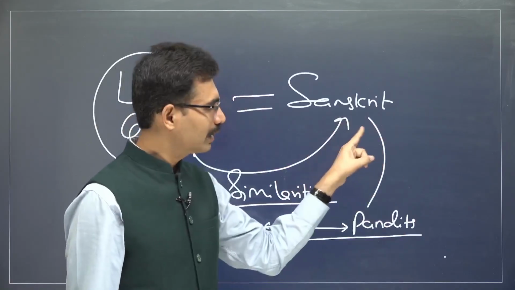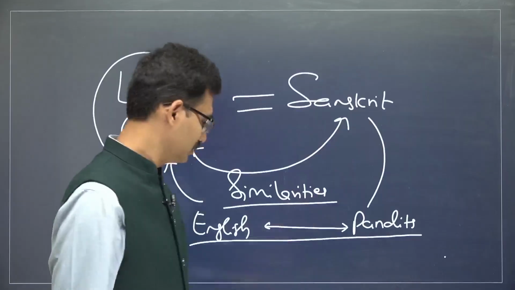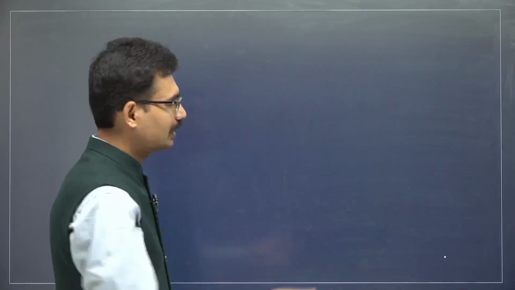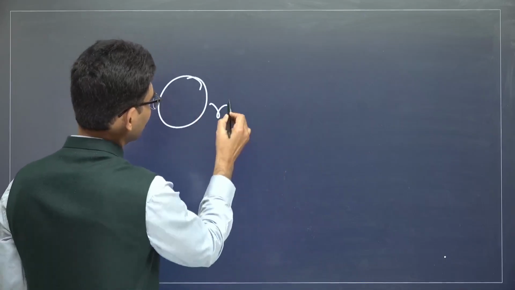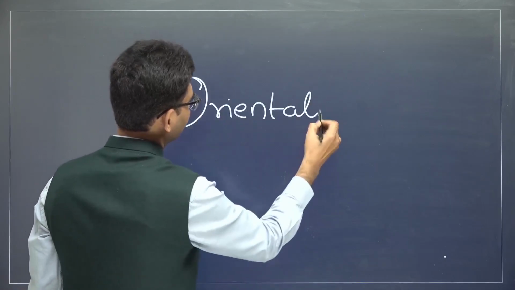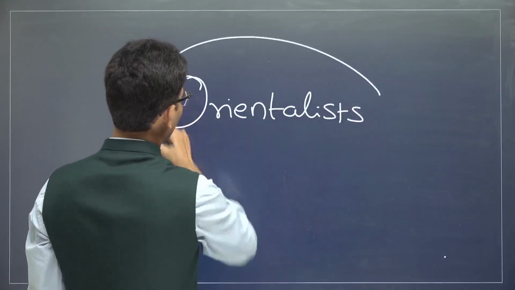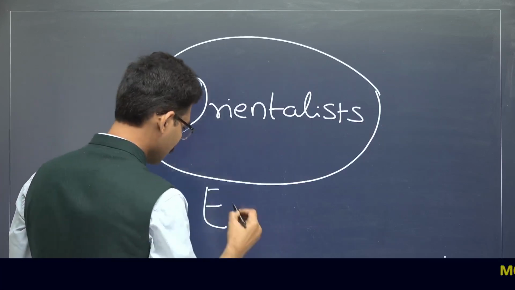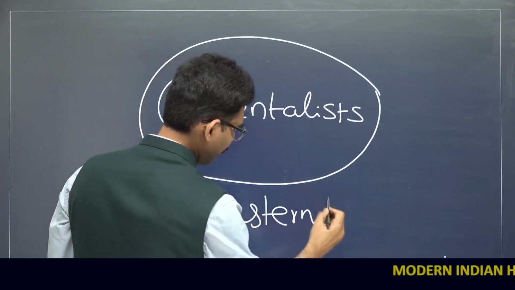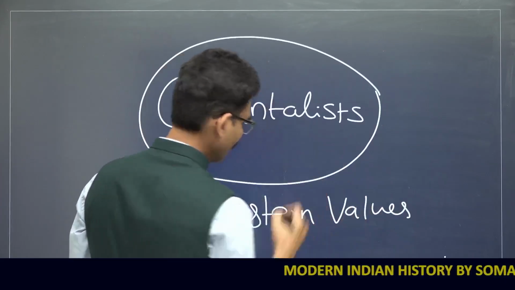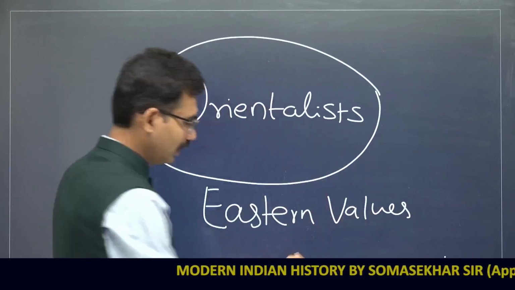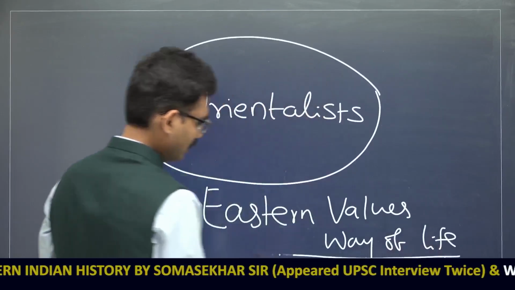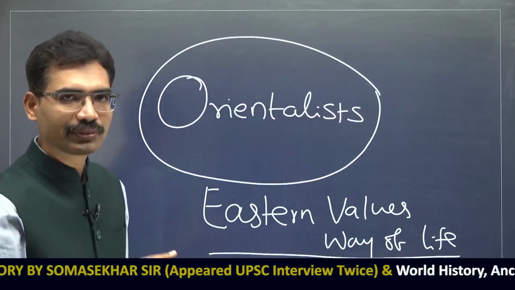The people who started appreciating Asian values, Asian text and Asian knowledge, they came to be known as Orientalists. Orientalists. This is about Eastern values or Eastern way of life. Eastern way of life. So what is our topic? East or West, which is best?